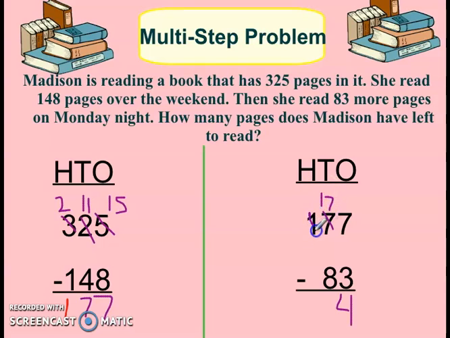Now we have 17 tens. And we will take away 8 tens from 17 tens, which will give us 9 tens. Therefore, our answer is 94. So if you have 94, you're absolutely correct.